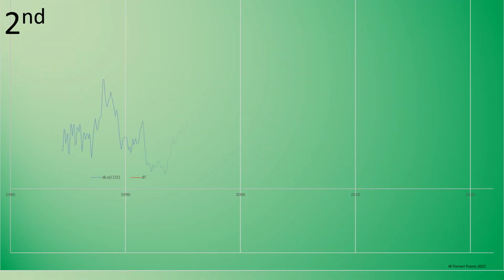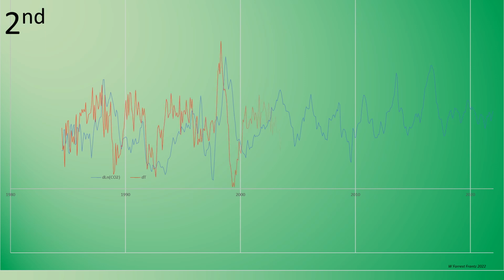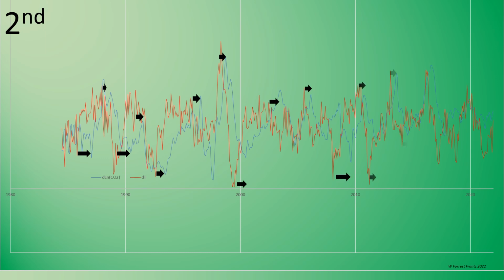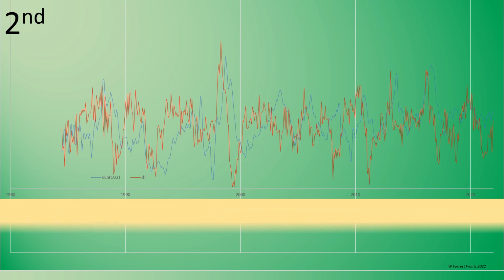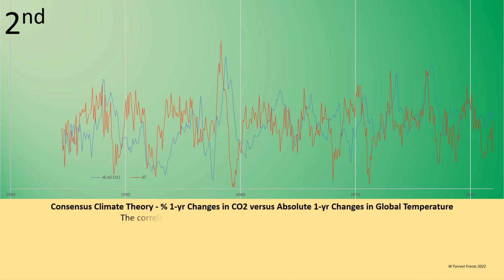The blue line shows yearly changes in CO2. The red line, yearly changes in global temperature. It is easy to see that changes in global temperature precede and cause changes in CO2, but that is a different topic. When the changes are correlated, the 66% correlation goes away and drops to 8%.